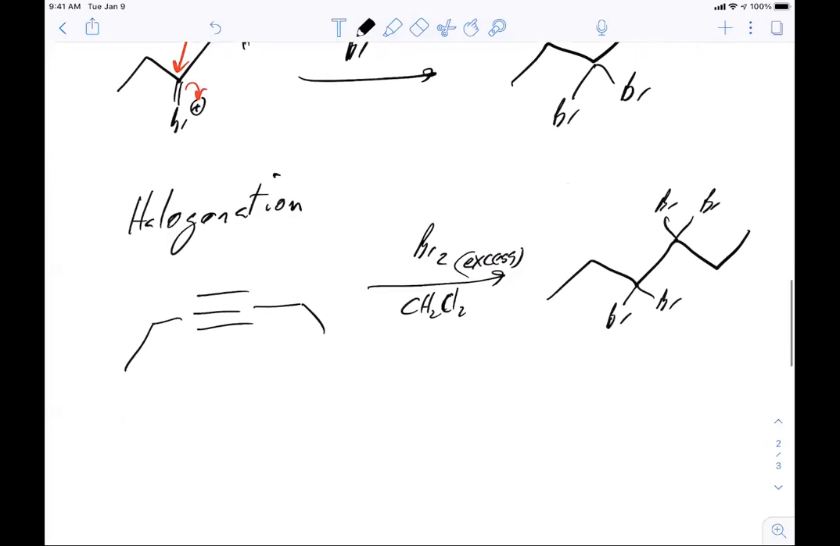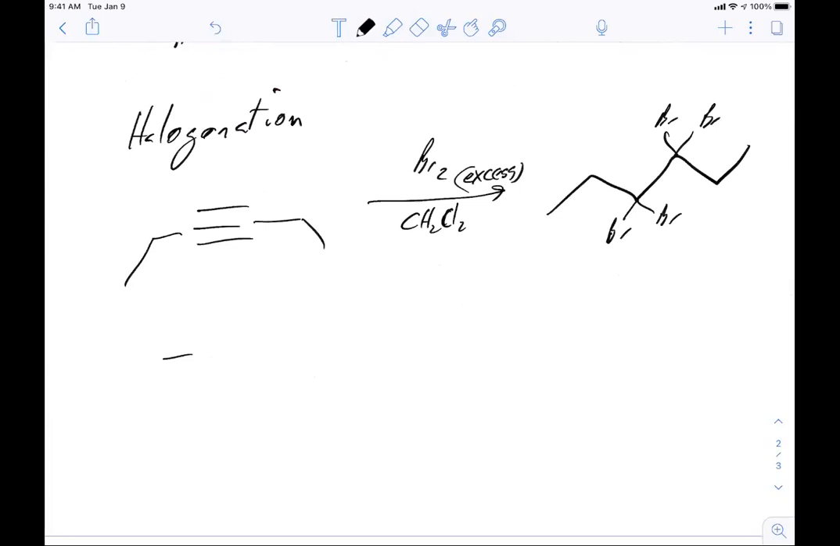So in this case, we're adding the bromides across the triple bond. If we use excess, we can add 2 of those. The mechanism is similar to what we saw with alkenes. In the first addition, we are going to have the formation of the brominium ion.